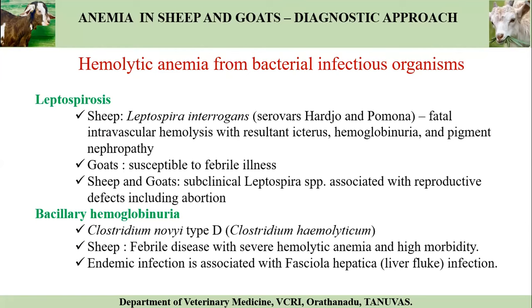The last cause of hemolytic anemia is infection with Clostridium novyi type D, bacillary hemoglobinuria. In sheep, a febrile disease with severe hemolytic anemia will be there with high morbidity. Mostly, the endemic infection is associated with Fasciola hepatica liver fluke infection.